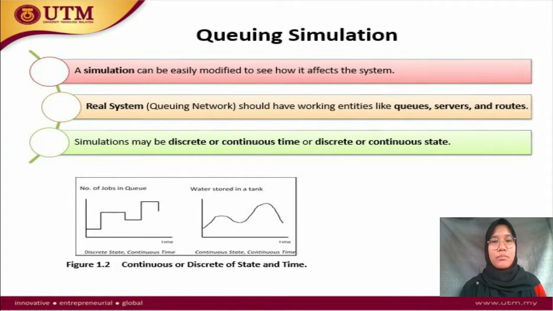And then we also need to know the queuing simulation. A simulation can be easily modified to see how it affects the system, and we can say that the simulation can provide output results which cannot be obtained via an analytical model. We also need to know that the real system should contain three entities, queues, server and routes, and these three entities interact as a function of time. Lastly, simulation may be discrete or continuous time, or discrete or continuous state.